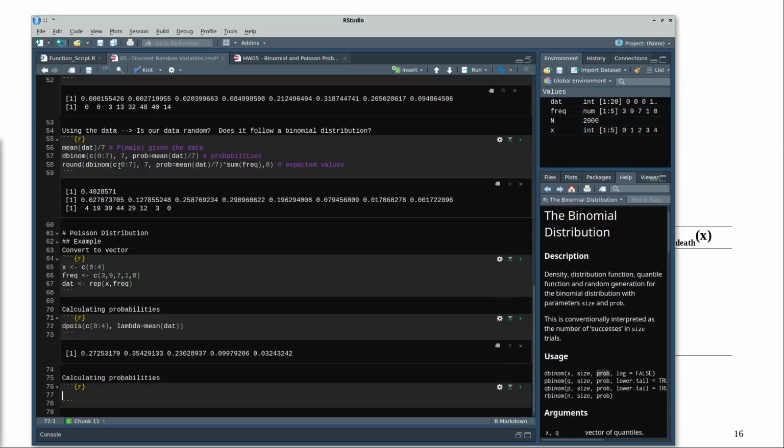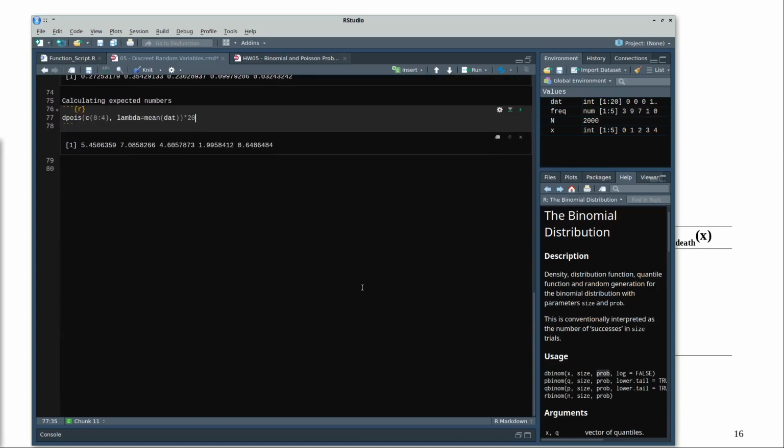So, not calculating probabilities, calculating expected numbers. So calculating the expected numbers, we're going to use the same dpois function for probabilities times our sample size, which is 20 chickens. So this will give us how many chickens we expected to die at each time point. So we expect 5 chickens to die at day 0, 7 to die at day 1, almost 5 to die at day 2, 2 to die at day 3, and about a half a chicken to die at day 4, or we can say 1 chicken died at day 4.